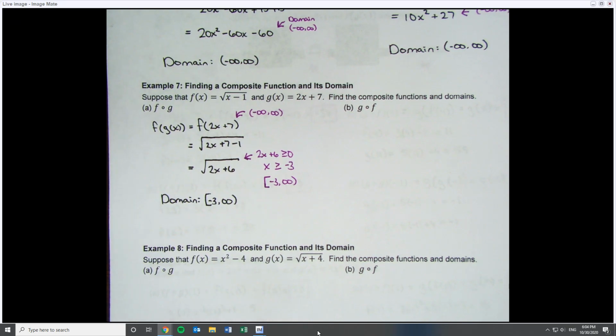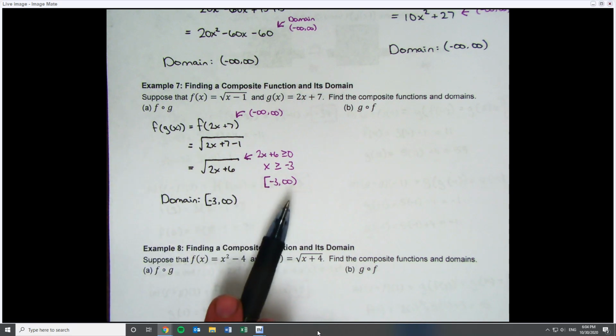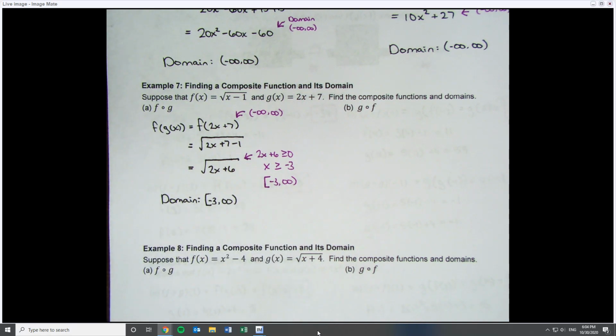That's it. That's how you figure it out. Compare the domain of the original to the domain of the final. Use the one that's the most restricted because that works for everything.